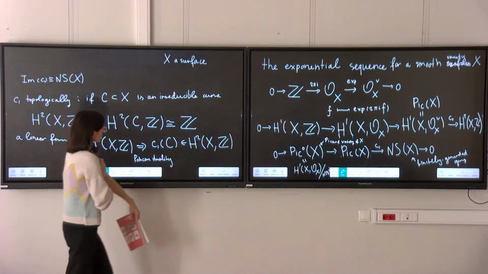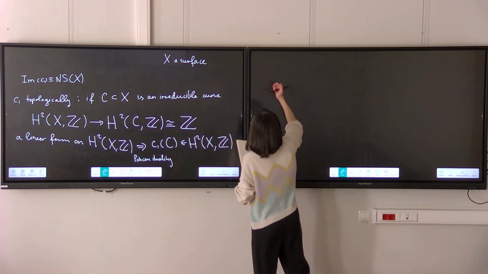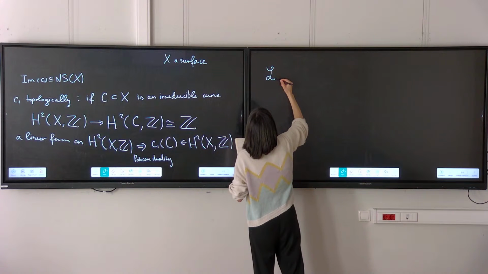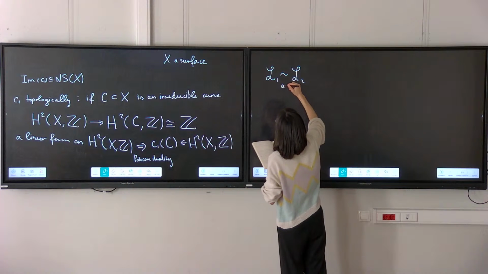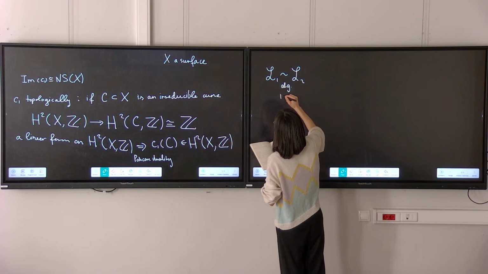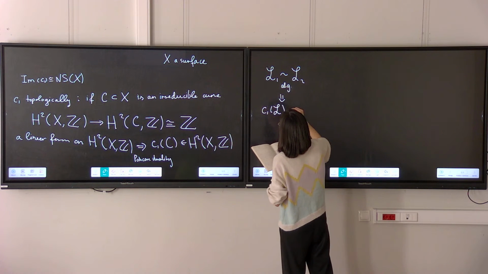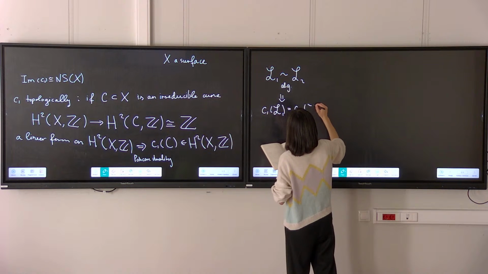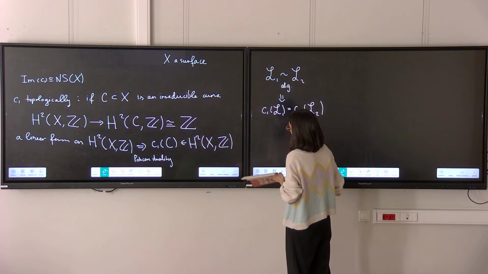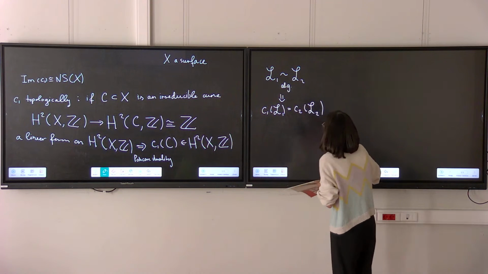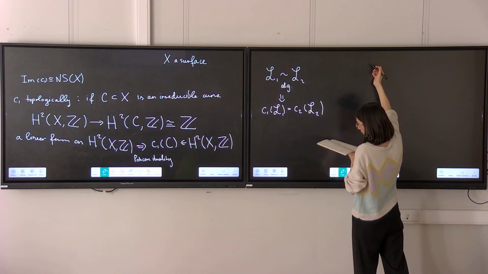And from this description, why do we obtain a Néron-Severi group? What we need to show is that if we have two line bundles that are algebraically equivalent, then their first Chern classes will be equivalent. And so, why is it so? Because how do we define algebraic equivalence?